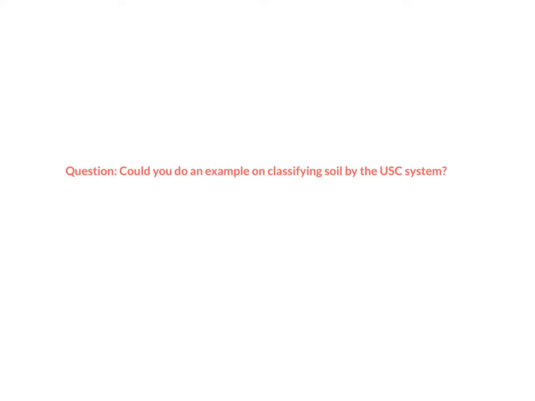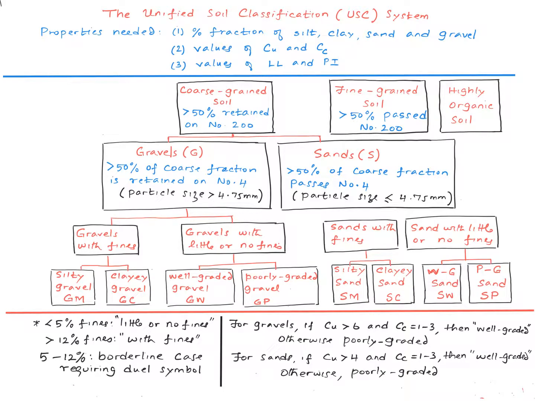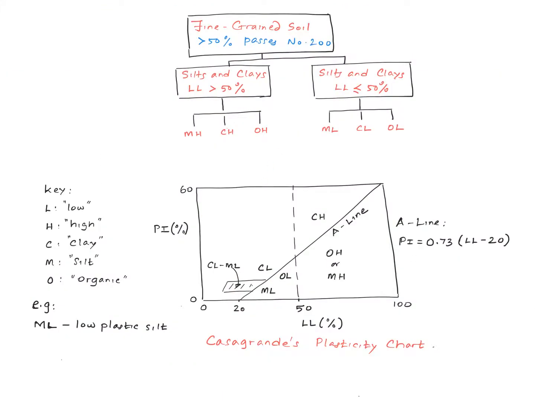The question here is, could you do an example on classifying soil by the USCS system? USCS here stands for Unified Soil Classification System. So let me leave this chart here. The chart presents the guide for classifying a soil in accordance with the USCS system. We talked about this in another video. This particular slide gives complete details on how to classify a coarse-grained soil. This slide presents the details on how to classify a fine-grained soil. So if you haven't seen the video on the USCS system, I recommend that you go back and view that first before you continue here.